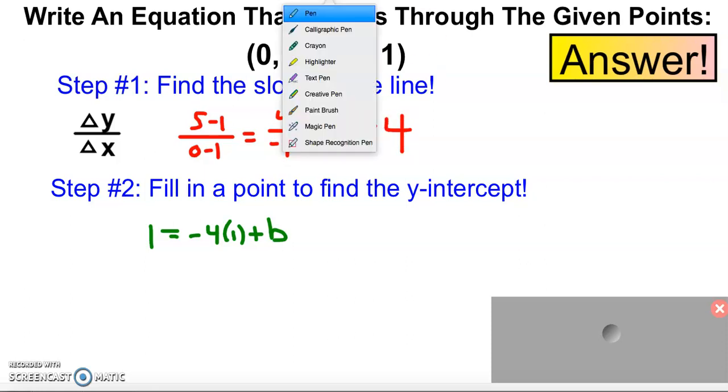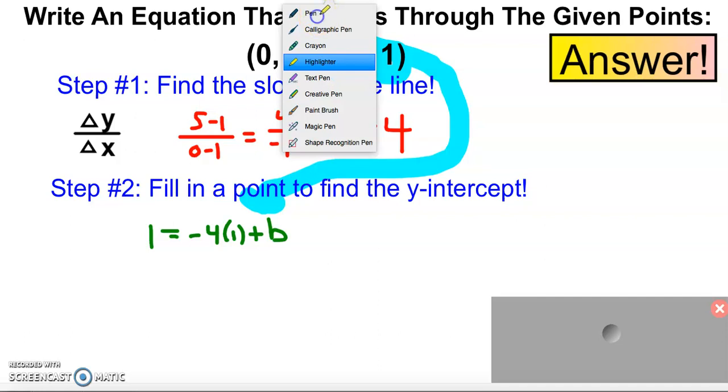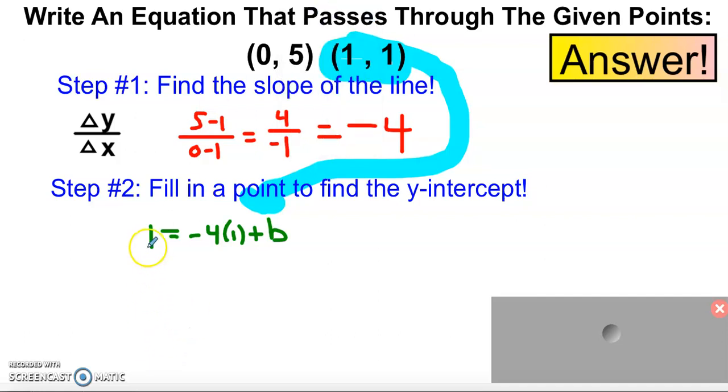And then I've got to figure out what point to use. And I think the best point to use in this case is going to be 1, 1. So I use 1, 1 to fill it back in. You could have used 0, 5. That one's fine. But I decided to go with 1, 1. So 1 is my y, -4 is my m, 1 is my x. So I can now calculate this to figure out b. 1 is 1. -4 times 1 is -4. B is still whatever b is.